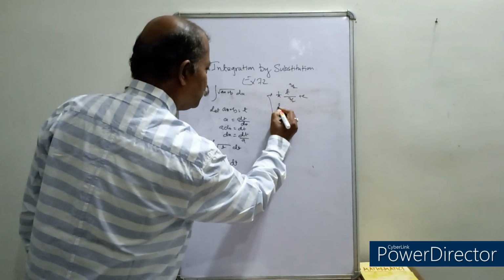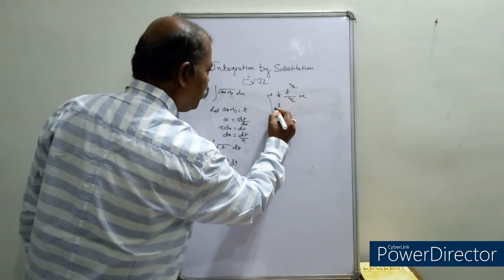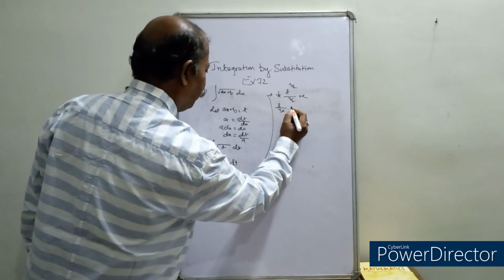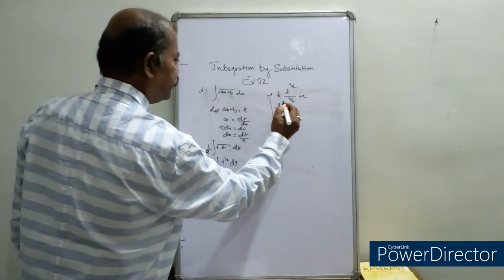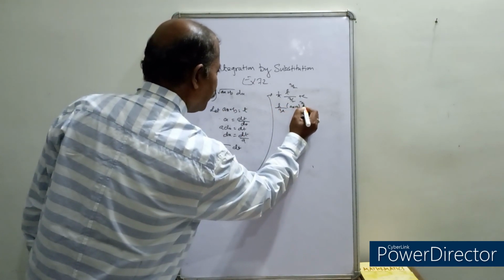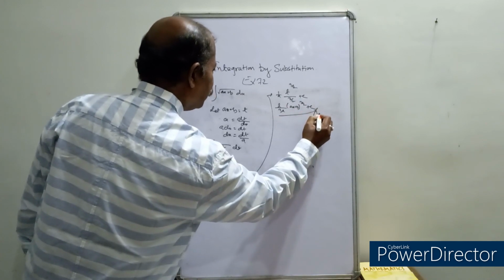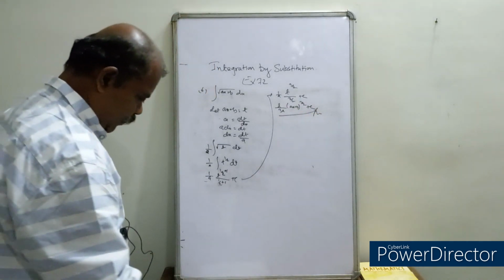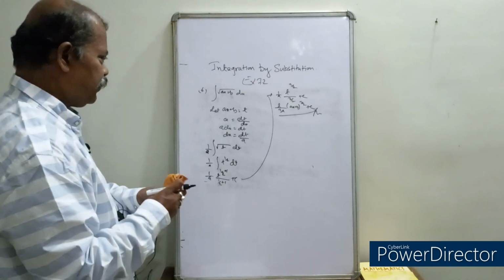So this is 2 by 3a, and what's the value of t? T is (ax plus b) to the power of 3 by 2 plus c. This is your answer. Now I am going to your next question.